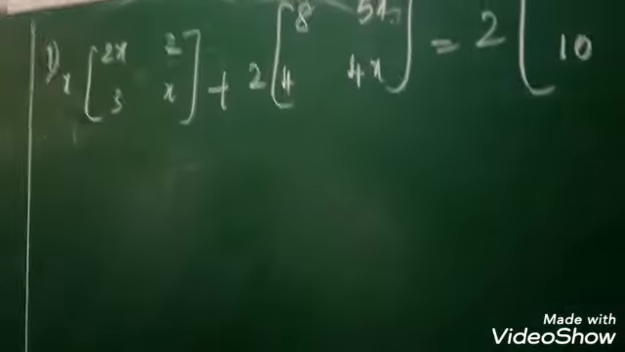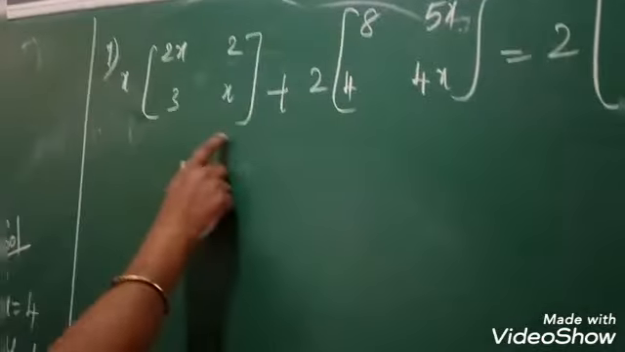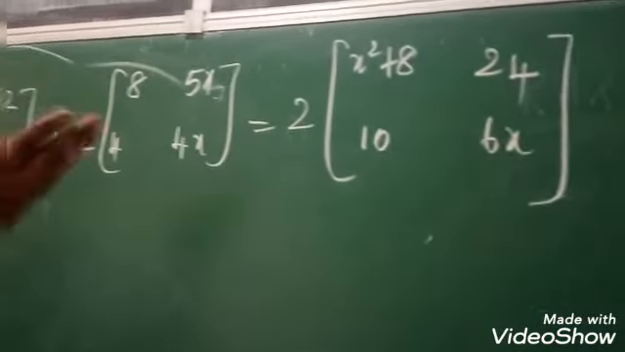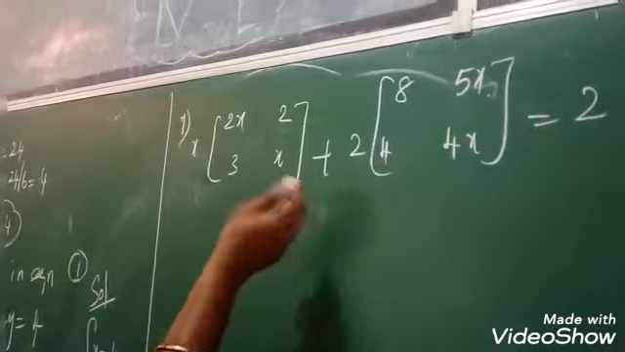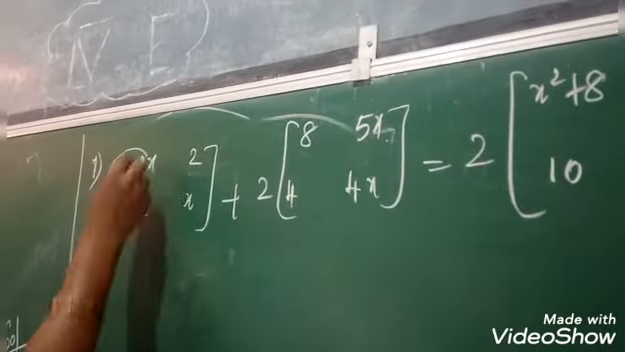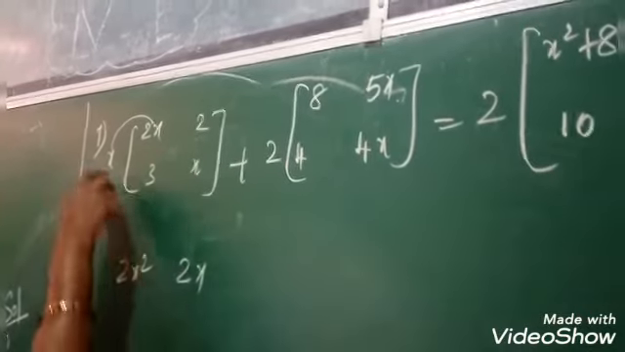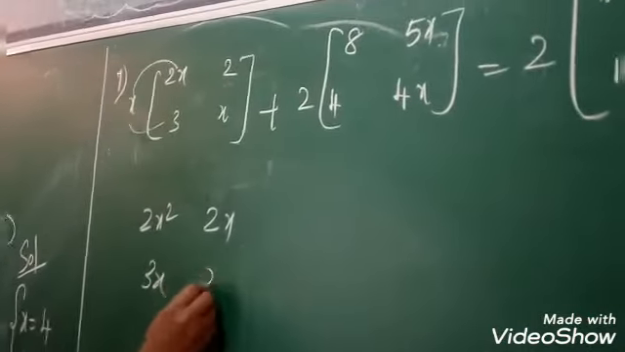See the 7th sum. The same as before, on the left hand side you have to add it together. Afterwards you have to equate the corresponding elements to the right hand side. Then only you will get the value of x here. Okay, then 2x squared. X should be multiplied inside 2x. Here 3x. Here x squared.